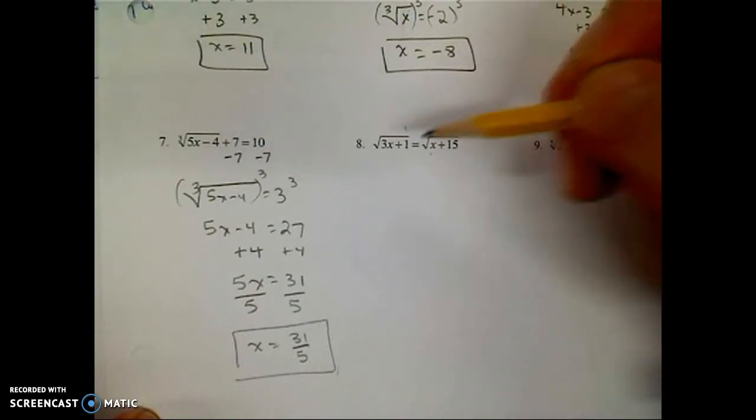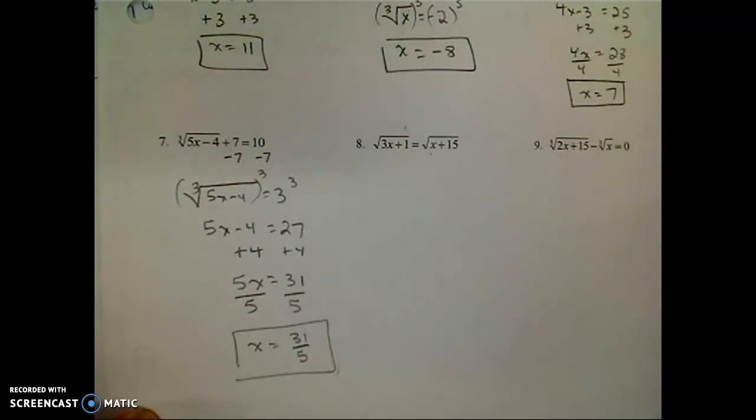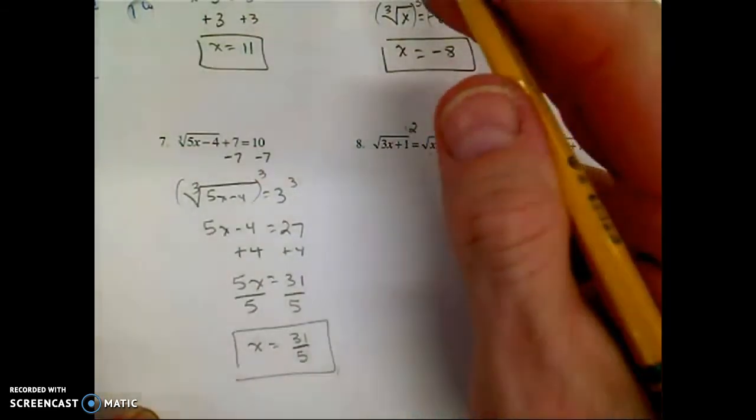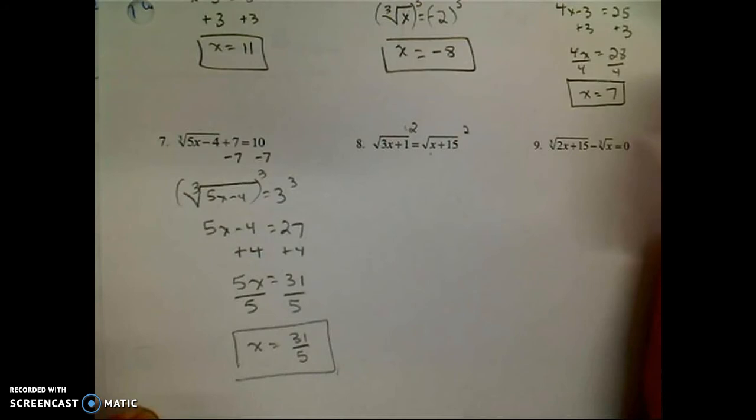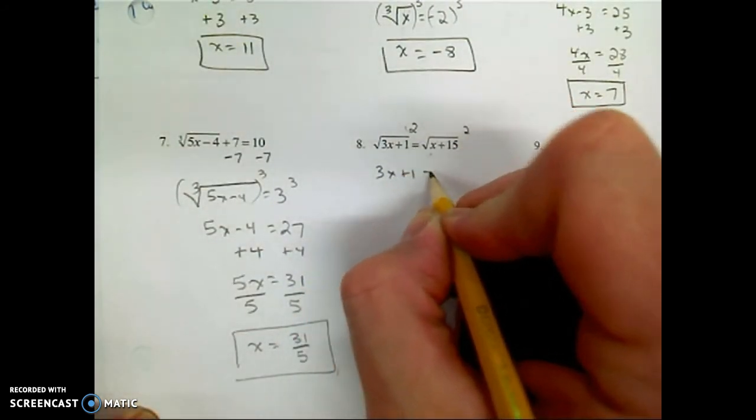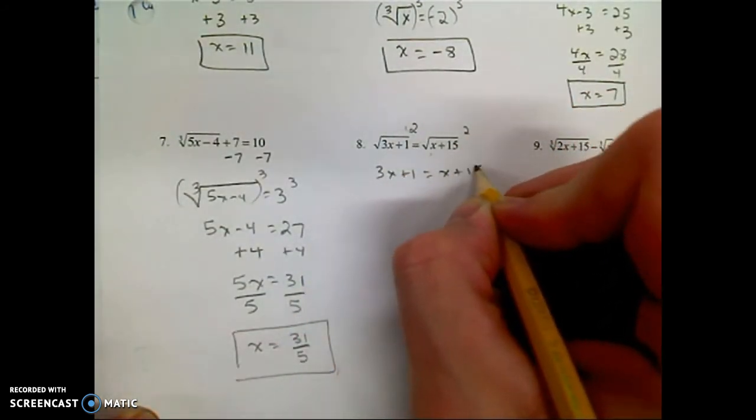All right. What about a problem like number 8, where I have square root signs on both sides? Is this okay? Is this legal? Can I square both sides of the equation? Sure. In fact, that's what we've done all along. Square both sides to get rid of one radical sign. We can get rid of 2. So 3x plus 1 equal to x plus 15.